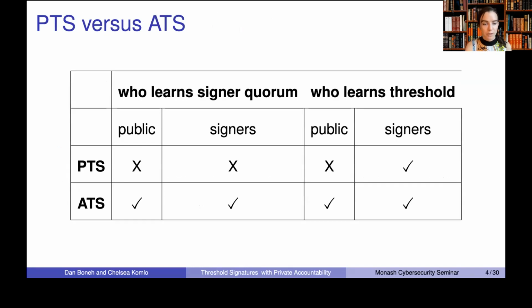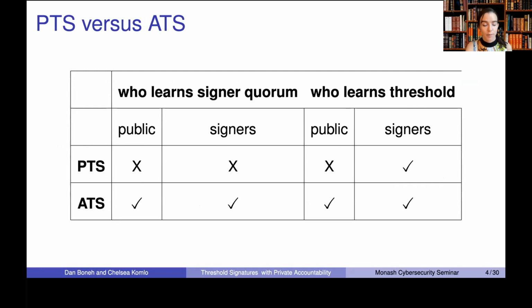And so what do we mean by a PTS or an ATS? Really what this falls into is who learns what information. So the two pieces of information that could be exposed in these types of schemes are the signer quorum or the threshold. So in the scheme that we saw before with 3 signers, 2 of which were required to sign, the threshold in that setting was 2. And the signer quorum is the set of signers that participated in signing.